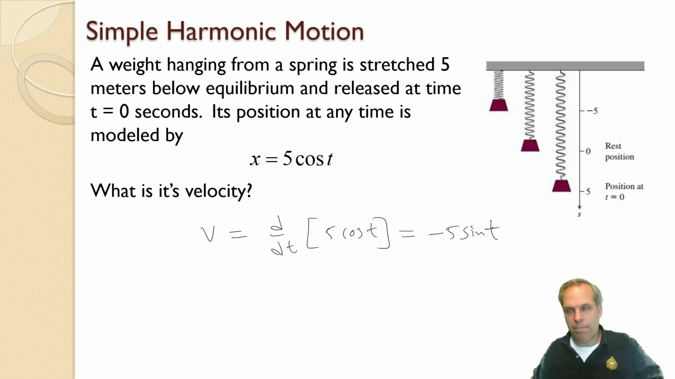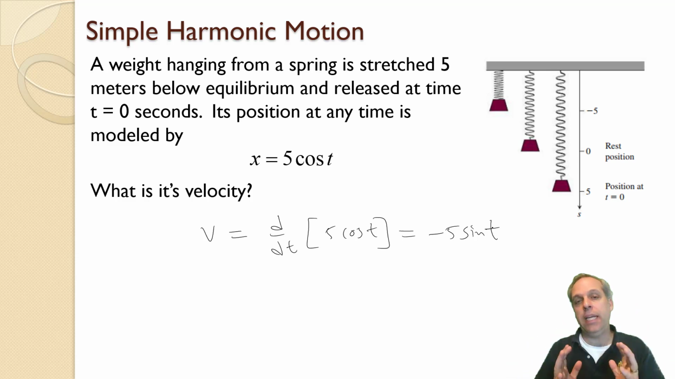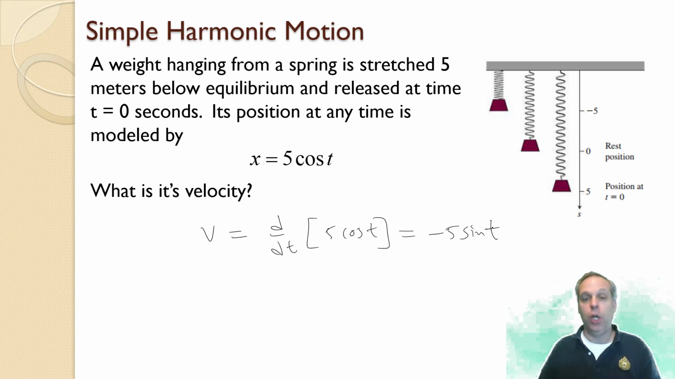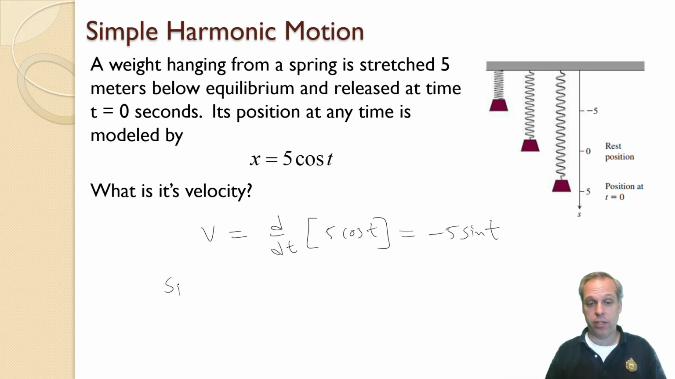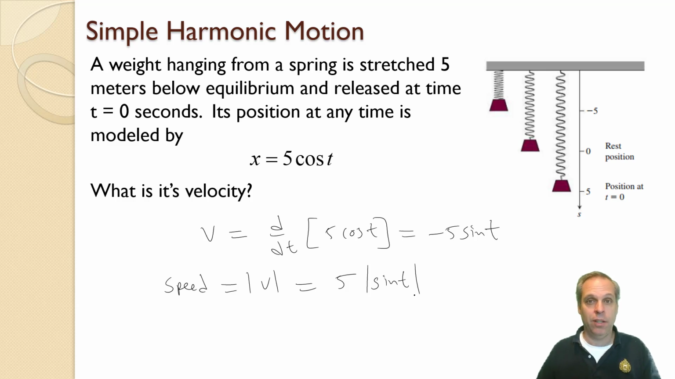Now you may wonder then, how fast can the object go? Remember that speed is the absolute value of velocity. So the speed of this object would be given by the absolute value of that velocity, which is 5 times the absolute value of the sine of t. So then I want to know what's the fastest it could ever be. Well, that would require us to find the maximum value of the sine function. But we know that from trig. The maximum value of the sine of anything is 1. So the biggest that could ever be is 5.